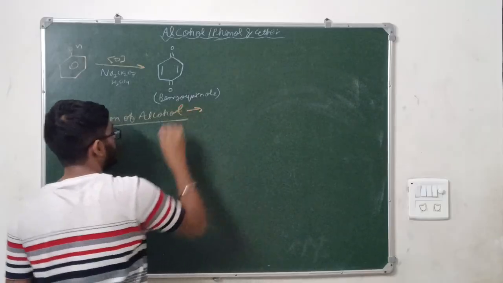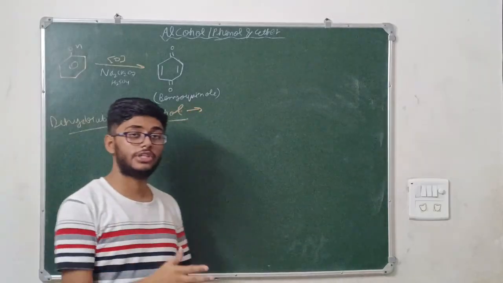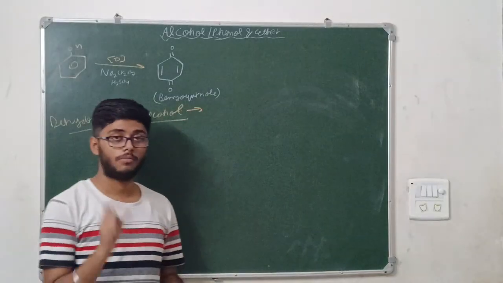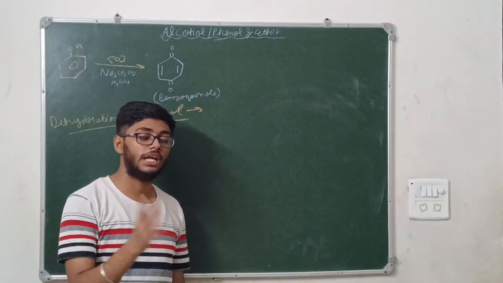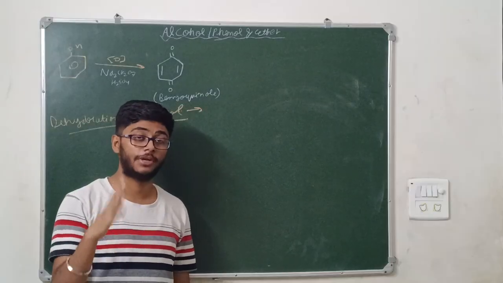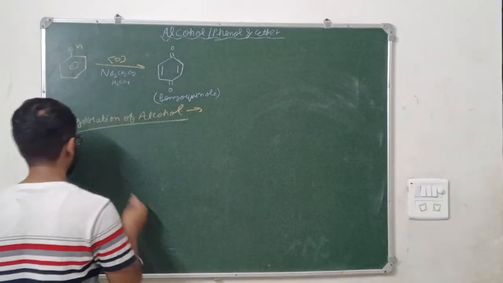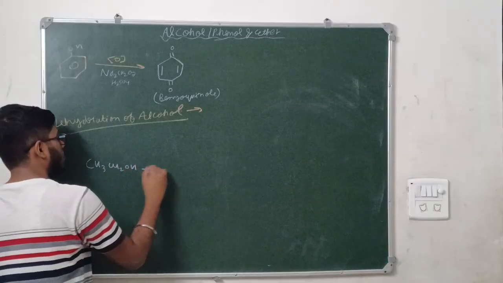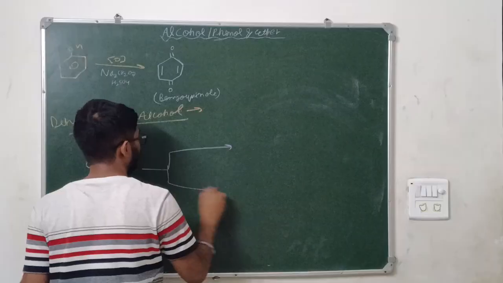Like I've told you, in the Dawes process, whenever we change the temperature, the products are different. Similarly, in dehydration of alcohol, at any particular temperature, it makes alkene. But if you decrease the temperature, it makes a different product. Now, let's see. Suppose we are given a simple alcohol, ethanol. Now, we can dehydrate it in two ways.